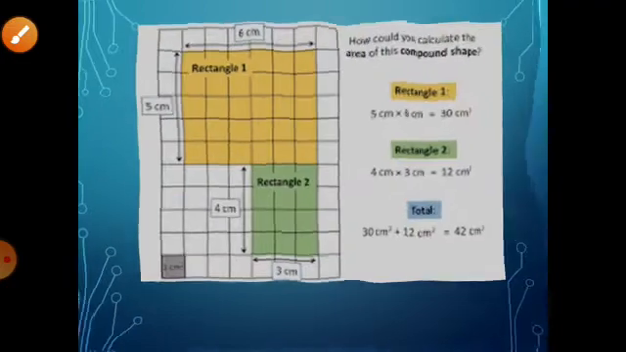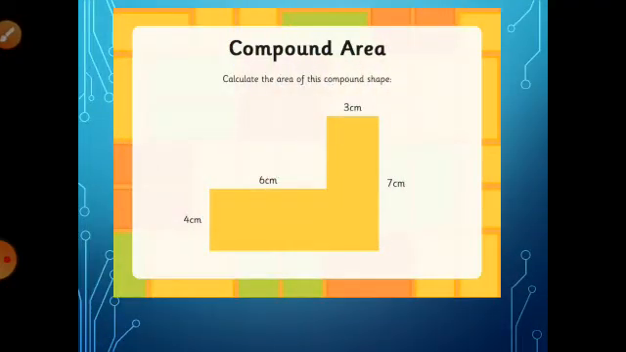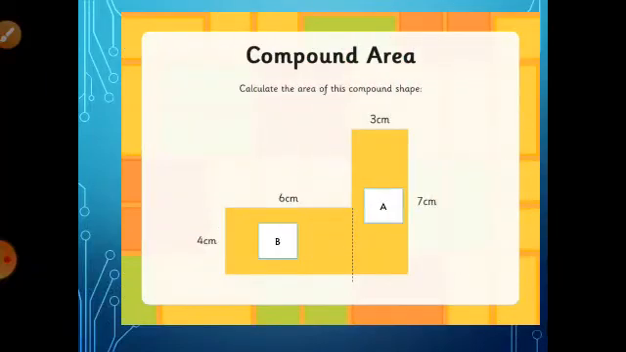So let's move towards some other examples. Compound area. Calculate the area of this compound shape. As you can see, this shape has different measurements given to you. First we are going to split this shape into 2 parts, 3 parts according to the need, and then we are going to calculate its area.